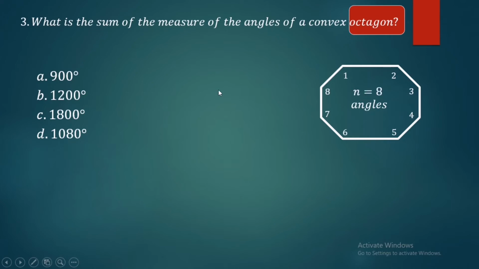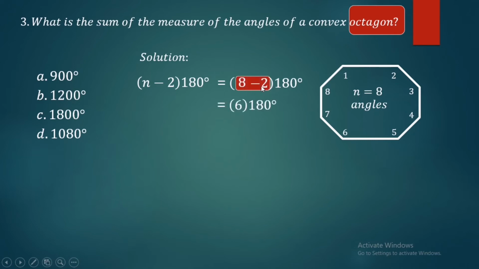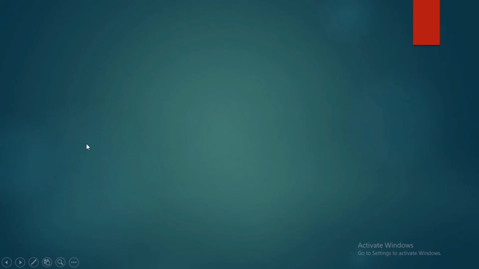So it refers to the angles. We can use the formula here, the quantity n minus 2 multiplied by 180 degrees. This is equivalent to, the n value here is 8, 8 minus 2, that is 6. Then get the product, multiply 6 times 180 degrees. That would be 1080 degrees. So the answer is letter D.